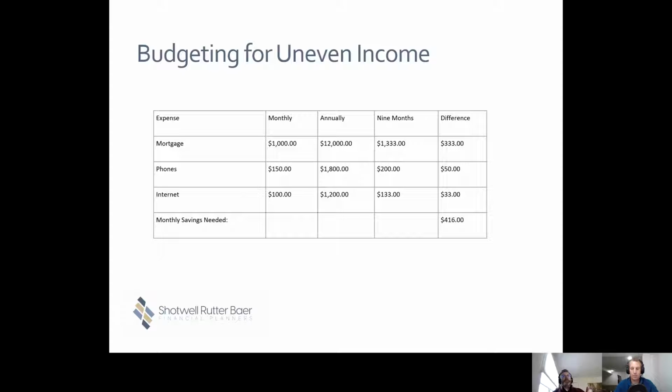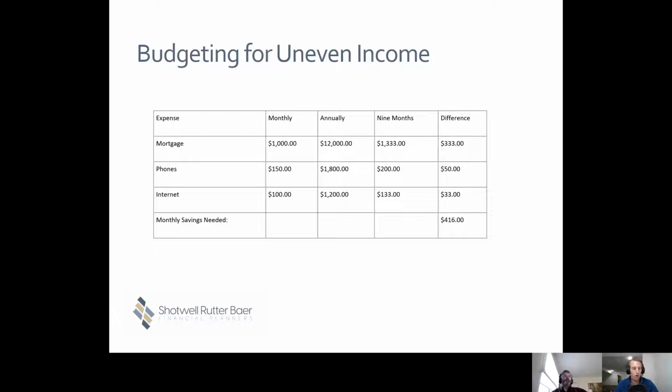Well, in this situation, you have to think about it in terms of what is the annual expense divided by 9. So you figure out your whole year's worth of expense. If you're paying $1,000 a month for your mortgage, you need $12,000 a year. But in those 9 months that you're being paid in the teacher scenario, you need to budget $1,333 every month, so that then in June, July, and August, you've got that $3,000 you need set aside.